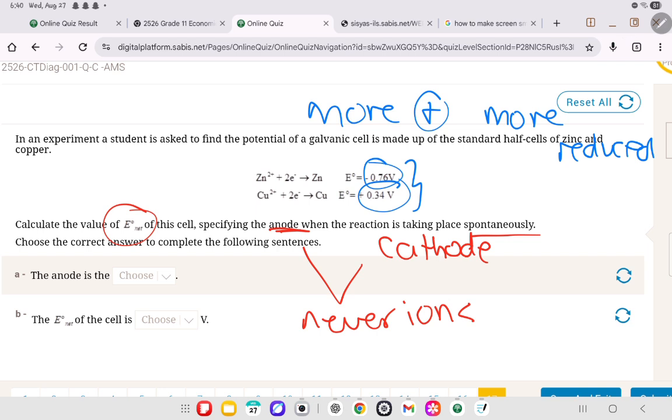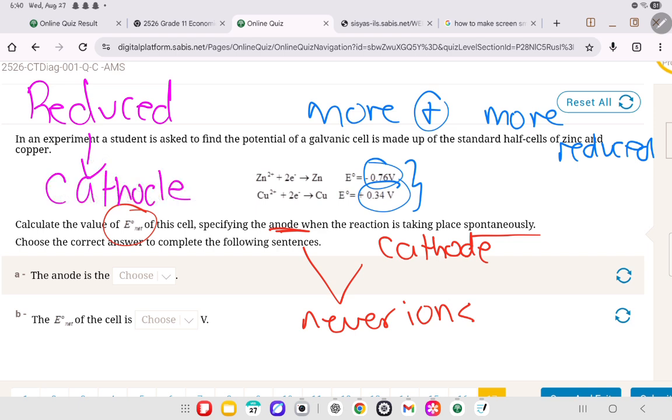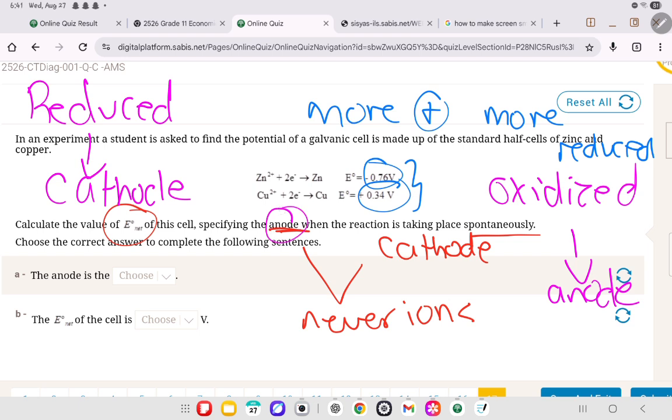Okay? Now, when we're talking about reduced, you will always link it to the cathode. And when we are talking about oxidized, then we are talking about the anode. And then what do they want from us? They want us to find the anode. So by looking at our given, which one is the more positive?